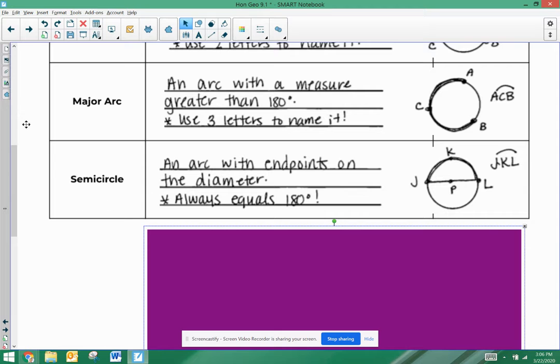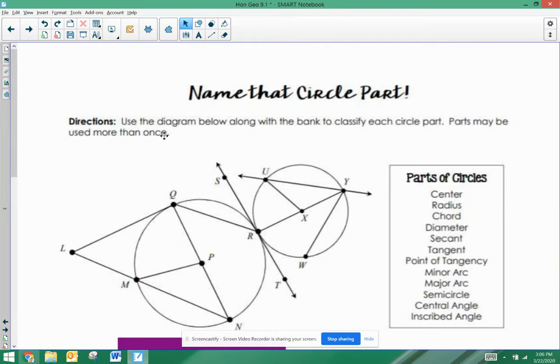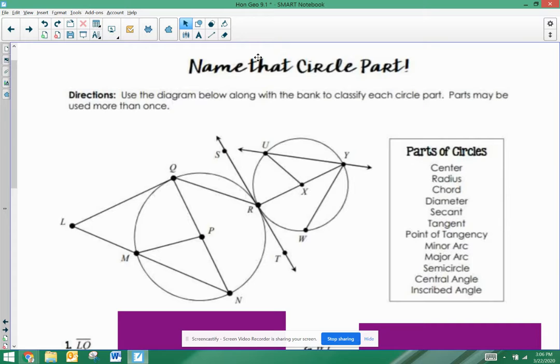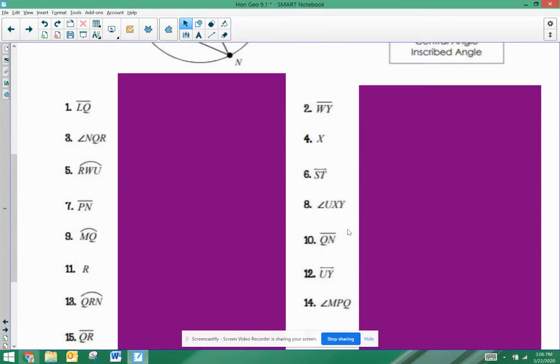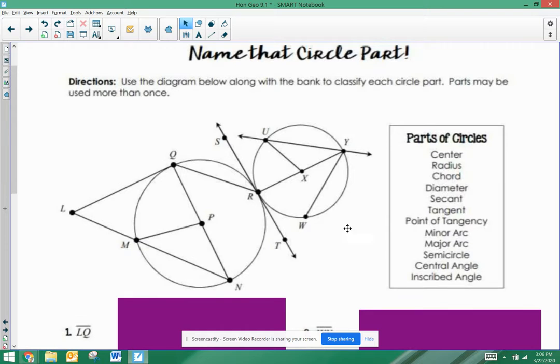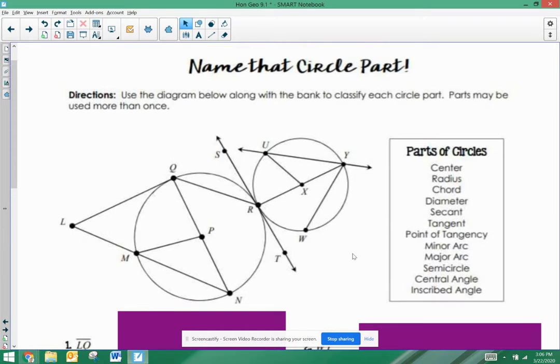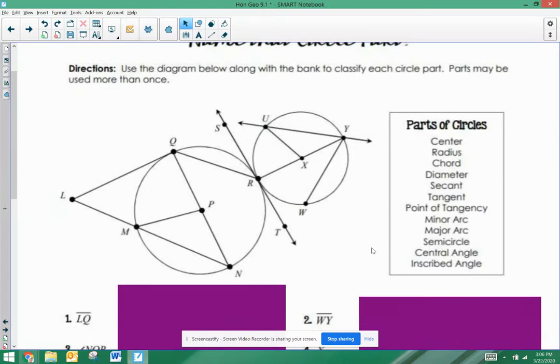All right, so that's our vocab. So that brings us to this next page, name that circle part. What you need to do is use the diagram below along with the word bank to classify each part. And parts can be used more than once. So give yourself a couple minutes. You can pause this and then get back to it and check your answers.